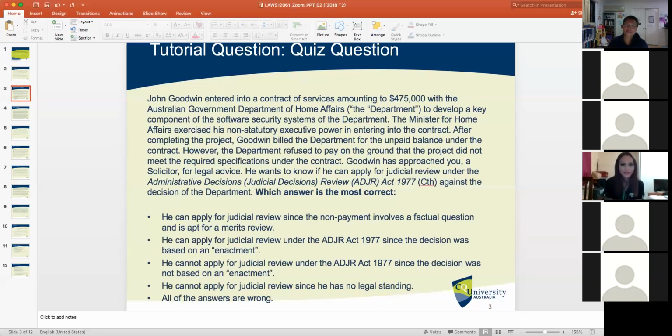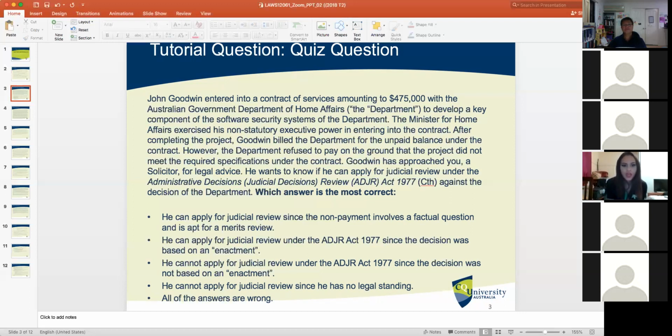All right. So John Goodwin entered into a contract of services amounting to $475,000 with the Australian Government Department of Home Affairs to develop a key component of the software security system of the department. The Minister for Home Affairs exercised his non-statutory executive power in entering into the contract. After completing the project, Goodwin billed the department for the unpaid balance under the contract. However, the department refused to pay on the grounds that the project did not meet the required specifications under the contract.